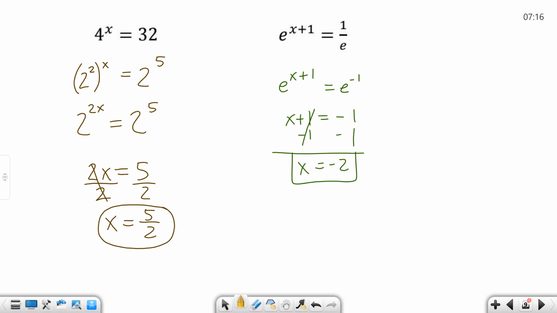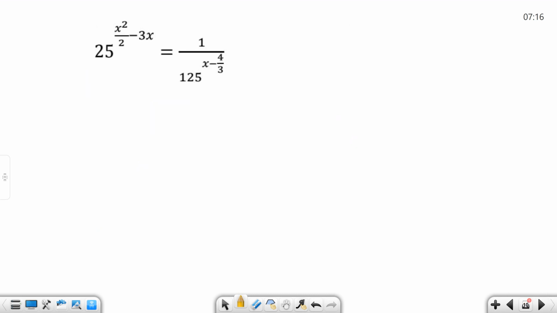All right, so I'm trying to show you different scenarios you may run into here where you get a fraction or you get a negative, or you need to use a negative exponent, or you need to rewrite both numbers on each side as something else to a power, right? And then here I literally said, what is the craziest thing I can think of to give them? And you look at this and go, oh, I believe it. I mean, 25 and then the exponent is x squared over 2 minus 3x. Are you kidding me? And then on the other side equals a fraction 1 over 125, and then that exponent is x minus 4/3.